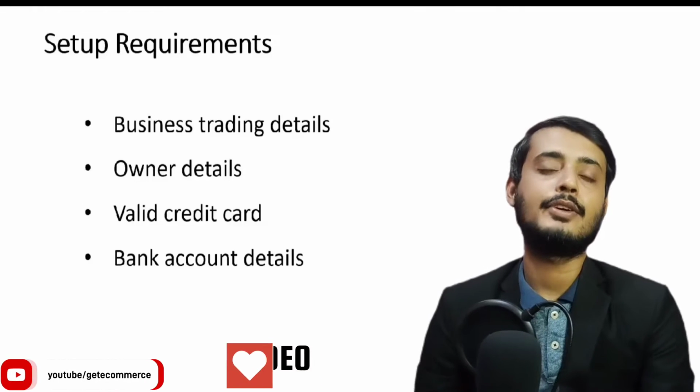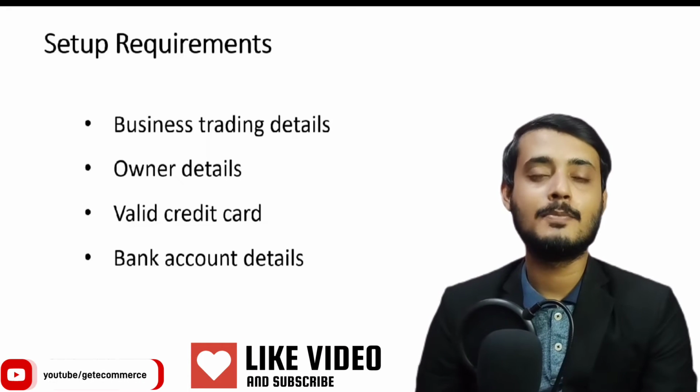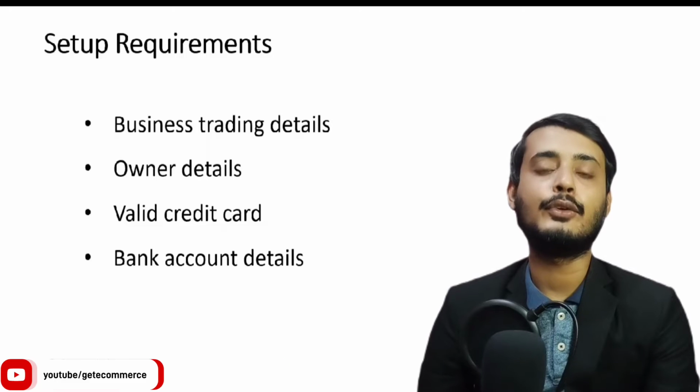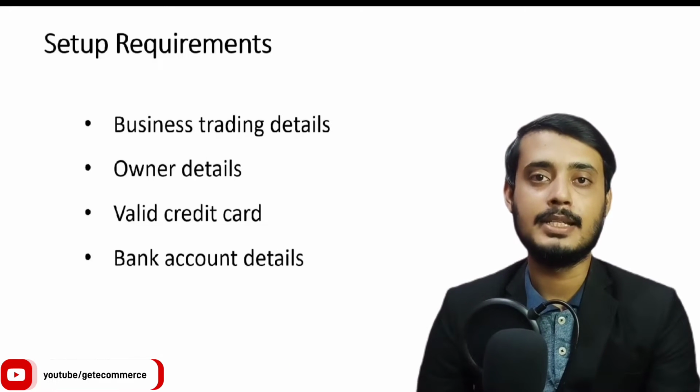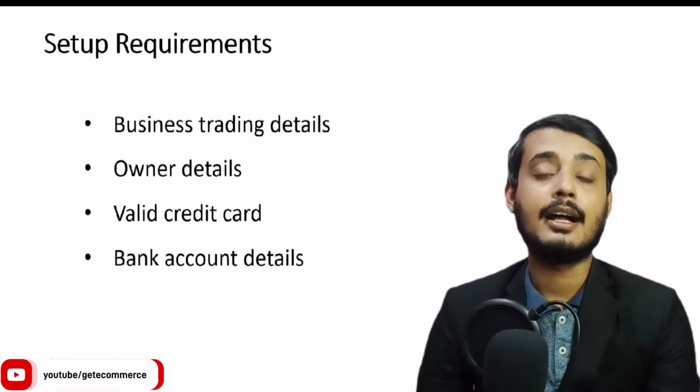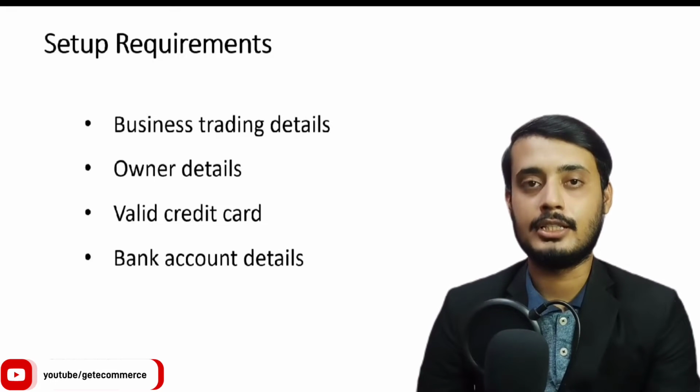When setting up an Amazon trading account, you will need to provide your business trading details. This will include your company registration document, a utility bill showing the location of your business bank account, and also a valid credit card which can be charged.